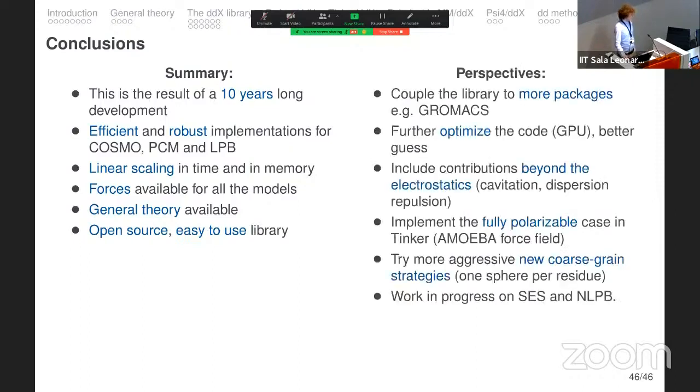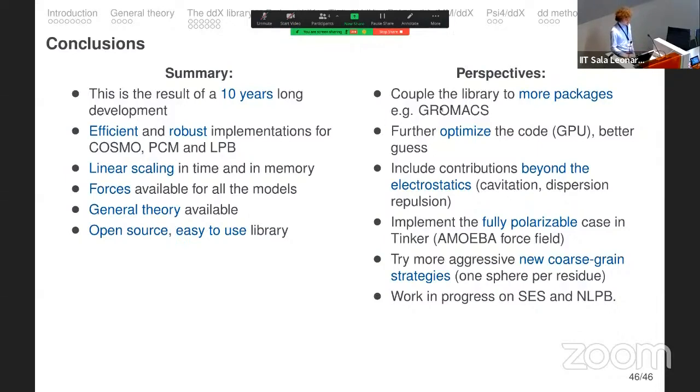And we also have many more things to do. We would like to couple this library to more packages, for instance, Gromacs or other classical mechanics packages. We still have a lot of space to optimize. For now, we have simply put in a very basic OpenMP parallelization, which is not even done that well. We still have some points where we can improve it. And we can also port this code to GPU.